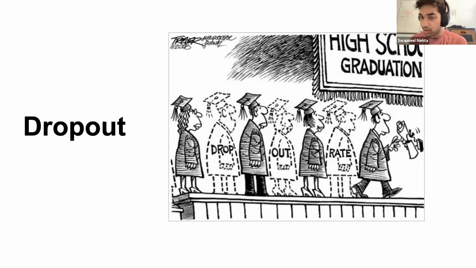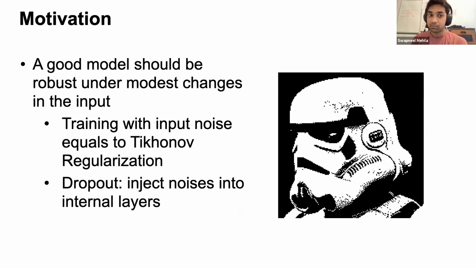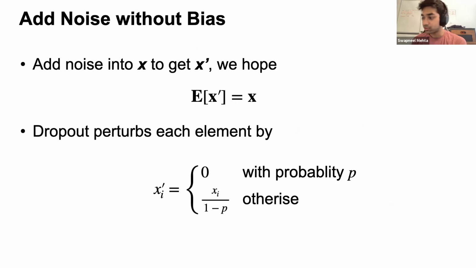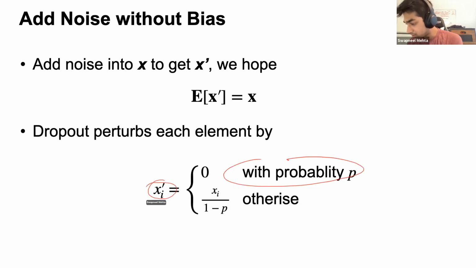Essentially, I'll get back to the intuition, but what you're saying is with some probability, some of the inputs are going to be zeroed out, right? No, this is perturbation.